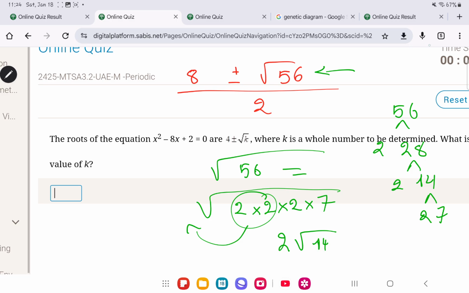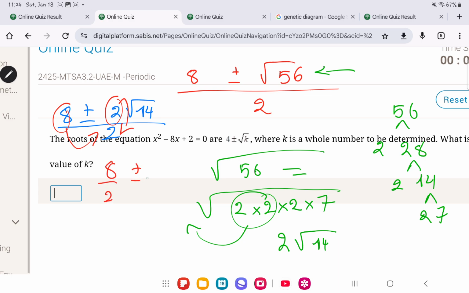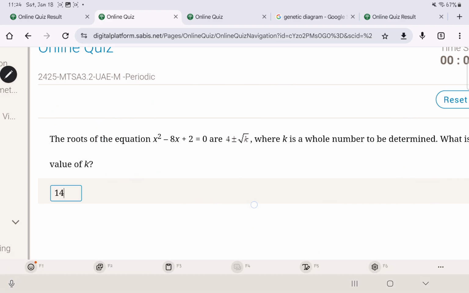That means we can rewrite this as 8 plus or minus 2 radical 14 over 2. Now, when you are dividing and you have addition or subtraction, this is going to be divided by this, and this is also going to be divided by this. So it's going to be 8 over 2 plus or minus 2 radical 14 over 2. So in simple form, 4 plus or minus radical 14. So the value of k is then 14.